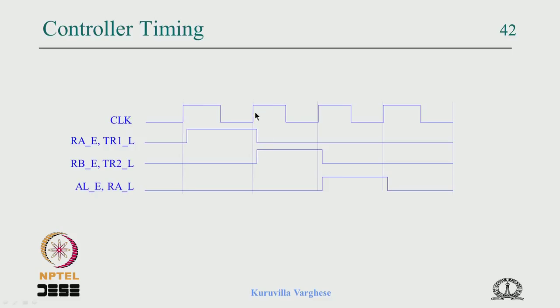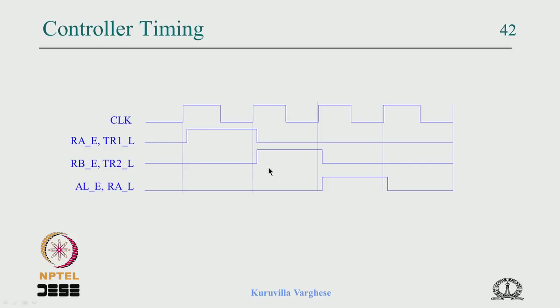Also, you should know that we are going to have everything in terms of an integral number of clock cycles. So the basic unit of control is a clock period, nothing less than that. We will have a pulse of at least one clock period, not half a clock period. Everything will be decided per clock cycle, and that should be kept in mind.